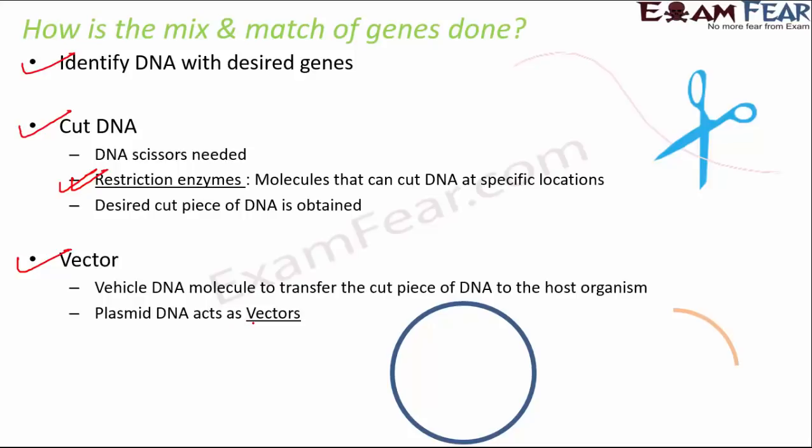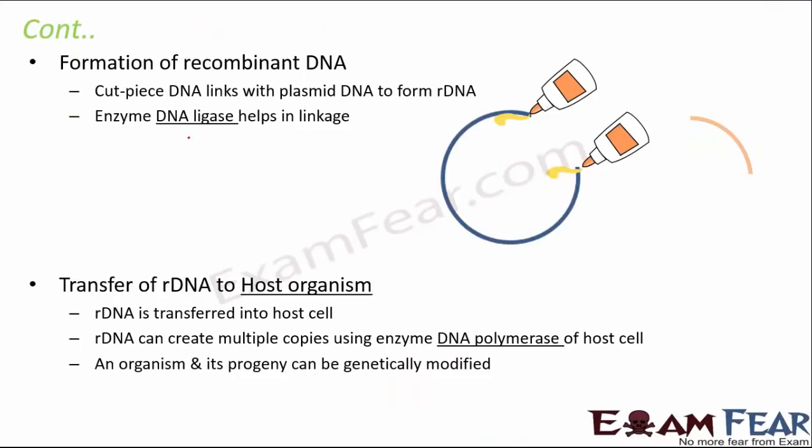So what are plasmid DNA? Plasmid DNA are different from chromosomal DNA, and the speciality is that they are capable of self-replicating. So these plasmid DNA act as vectors. As a result, what do we get? We get recombinant DNA. So as you can see here, this is the plasmid DNA in which this particular piece will come and get joined.